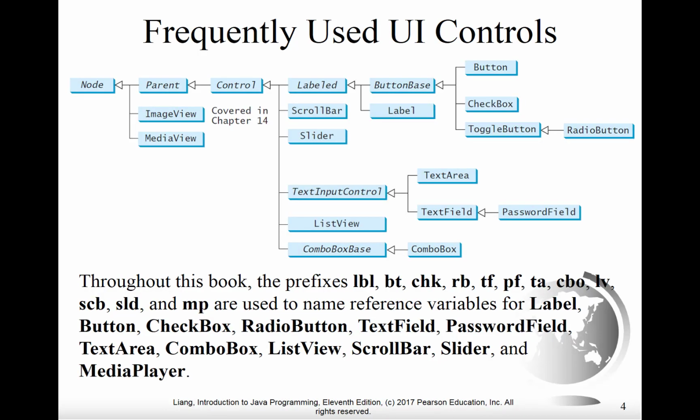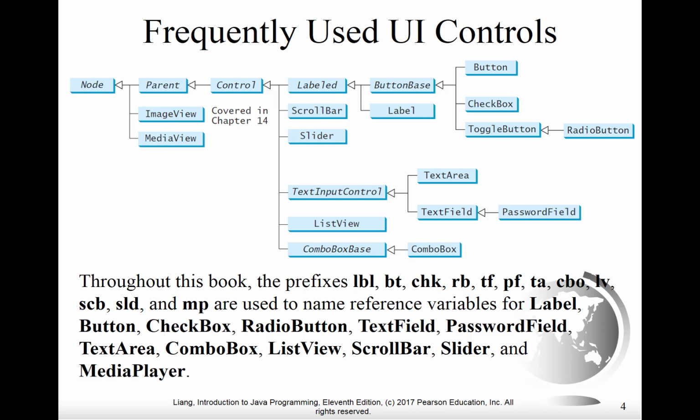The UI controls all inherit ultimately from Node in JavaFX. In turn, Parent extends Node and Control extends Parent, and then from Control we have all of the different UIs that we'll be looking at. So we'll be investigating all of the leaf nodes in this graph, that is all the things that are furthest to the left, namely the button, check box, radio button, text area, and password field. We won't be looking at password field, but we will look at text field and combo box.